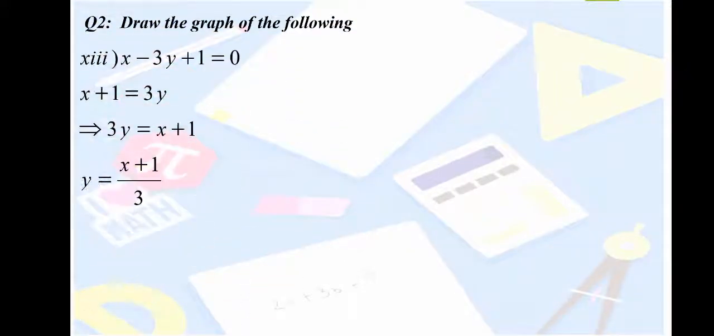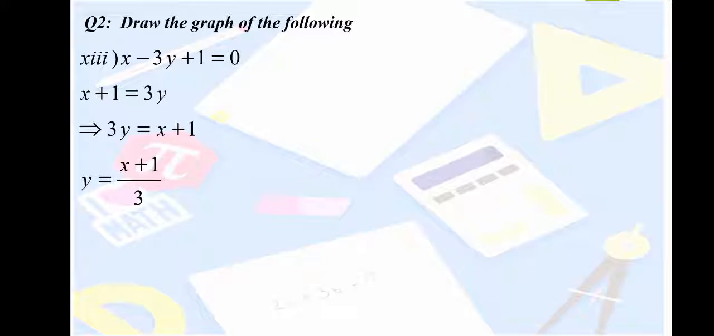Question number 2. The question is x minus 3y plus 1 equals 0. Minus 3y is a negative number. When it moves to the other side, it becomes positive 3y. So you can write it as 3y equals x plus 1. 3 is multiplying y, so it moves to the other side. It becomes y equals (x plus 1) over 3.